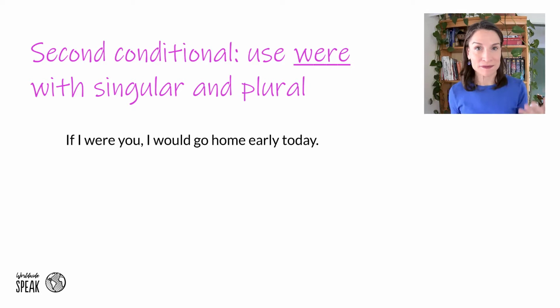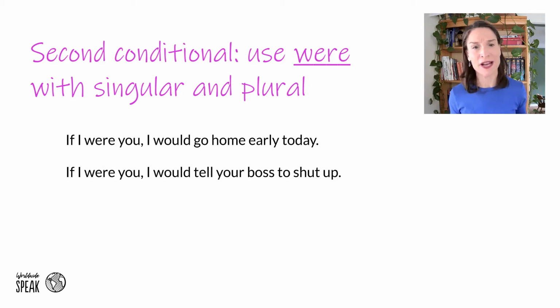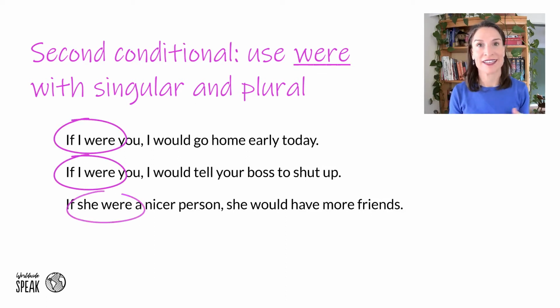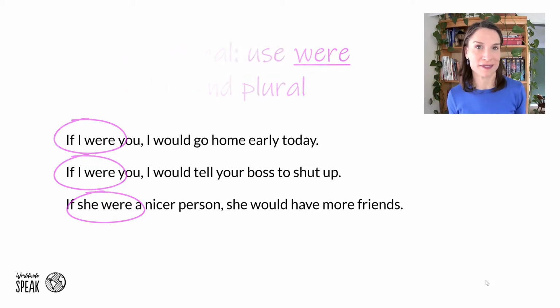Maybe something like this. If I were you, I would go home early today. If I were you, I would tell your boss to shut up. Or if she were a nicer person, she would have more friends. So you can see that I'm using were with I and with she, and this is the way that we do it in second conditional, if you really want to be correct.